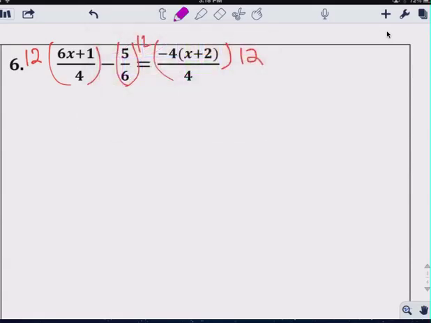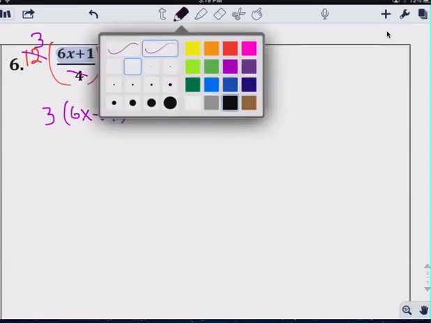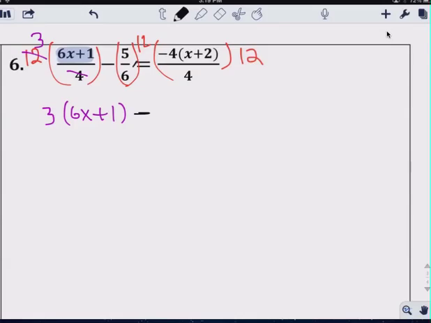Okay? Cancel out. So 3. Okay, so this is 3 times 6x plus 1. Do you see that? Yeah. This is where some kids get confused here. This is 3 times that, because that's what's left. Okay? Minus, well, cross cancel here. That gives you 2, 10, equals, cross cancel.